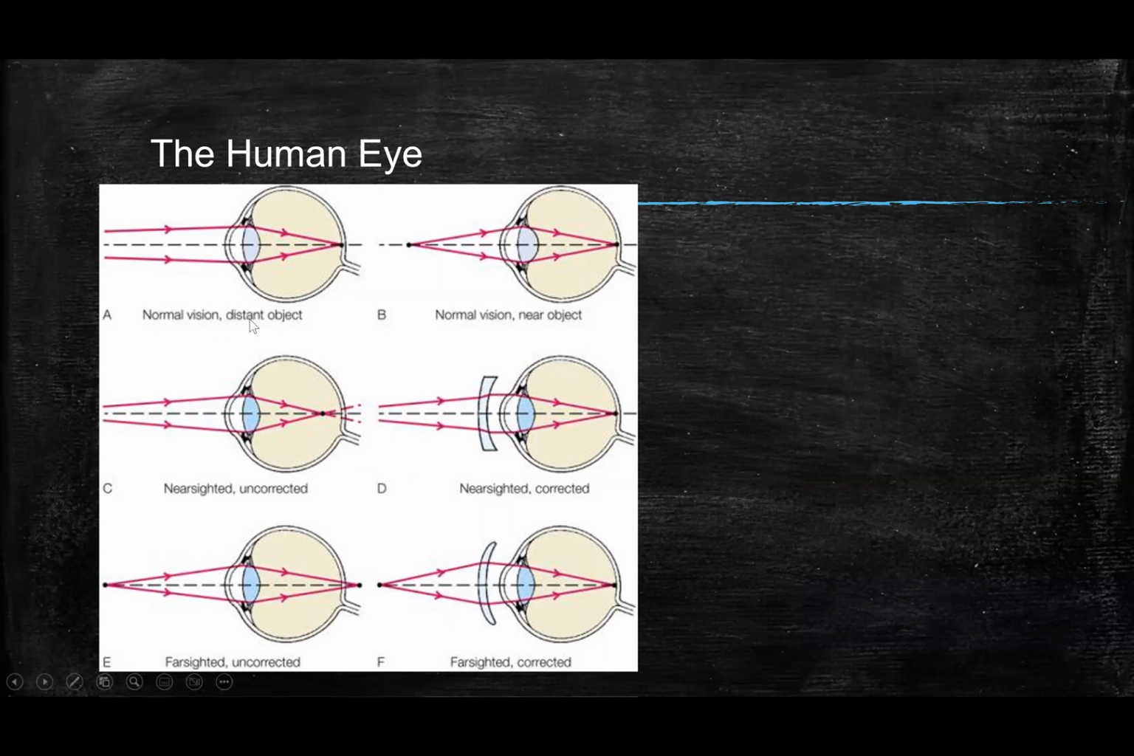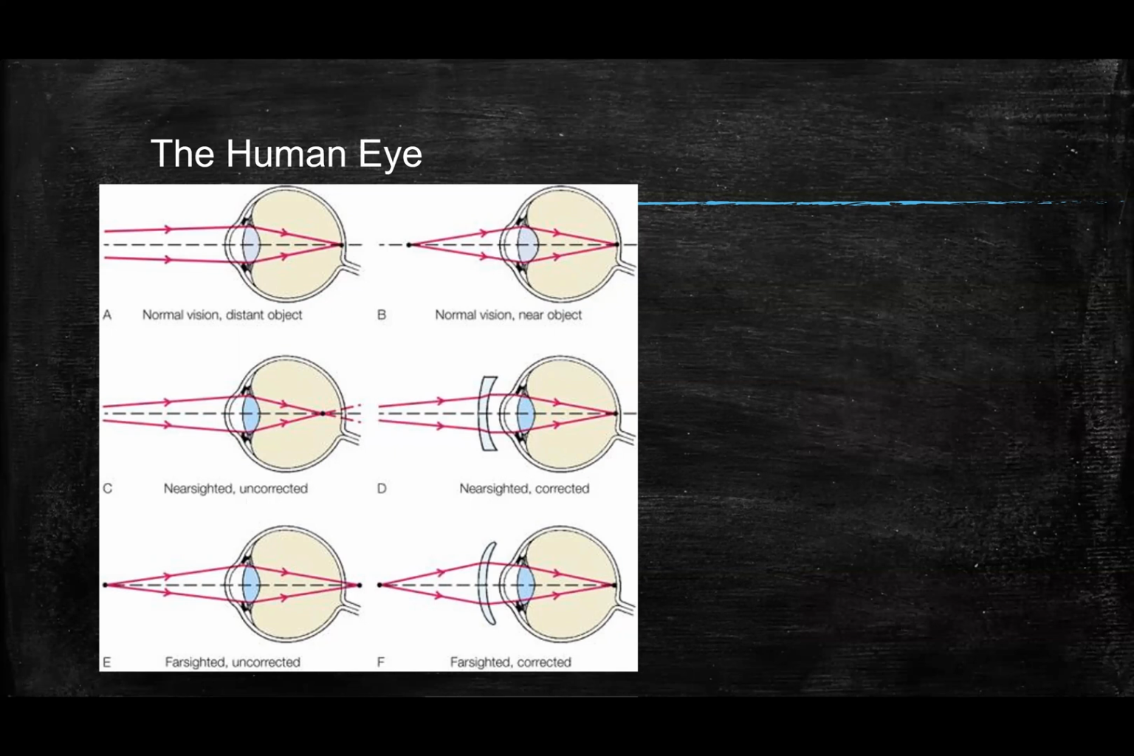So in the case with normal vision here, we see from a faraway object, the light rays are coming from a faraway point. The lens is a little bit skinnier. When it's coming from a near object, the lens gets fat. Now, if our muscles are unable to correct for that, we have to correct for our nearsightedness and farsightedness.